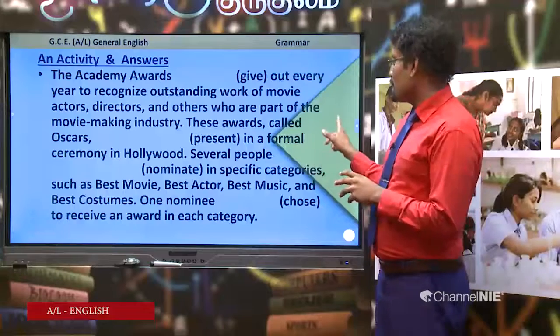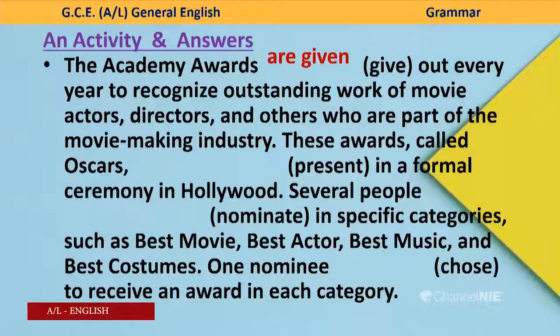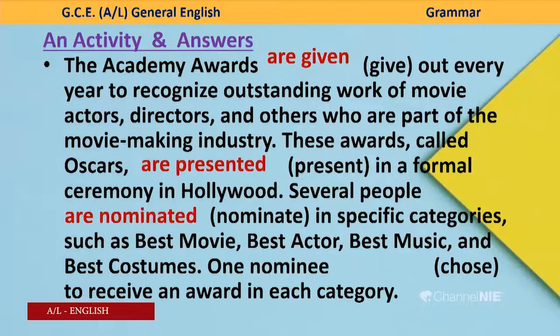Let's look at the answers. The Academy Awards are given. Academy Awards is a plural subject, so Academy Awards are given. These awards called Oscars are presented. Several people are nominated in specific categories. So, are given, are presented, are nominated.